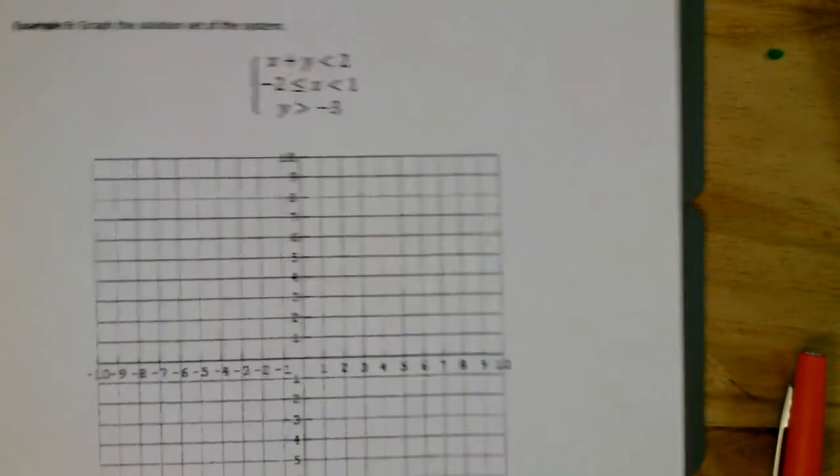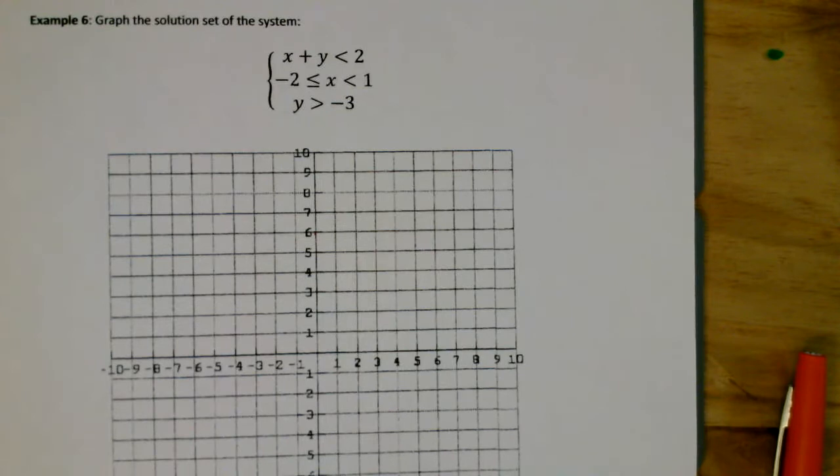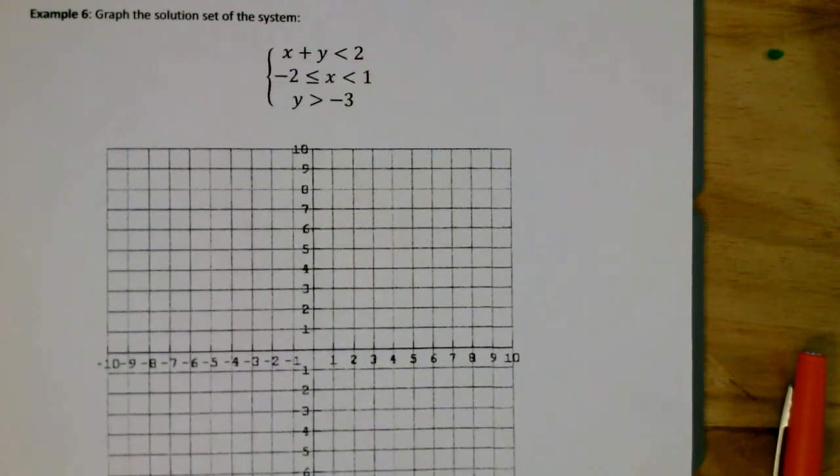Let's say we have 3 different equations here. And I want to graph the solution set of this system. x plus y is less than 2, and negative 2 is less than or equal to x and less than 1, and y is greater than negative 3.